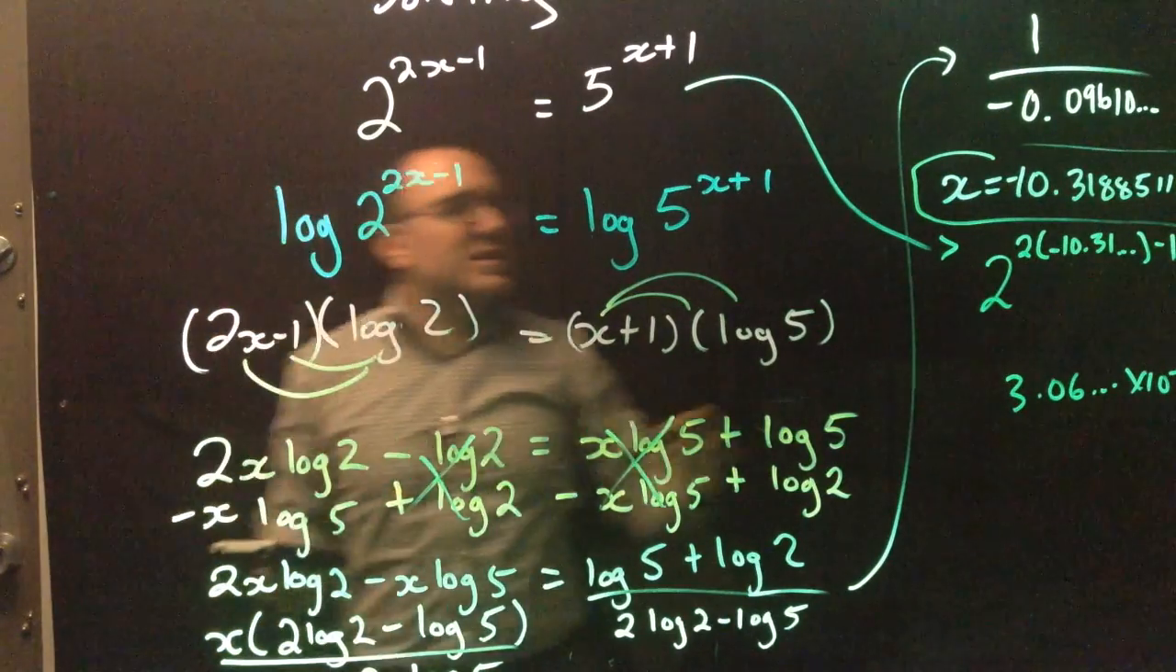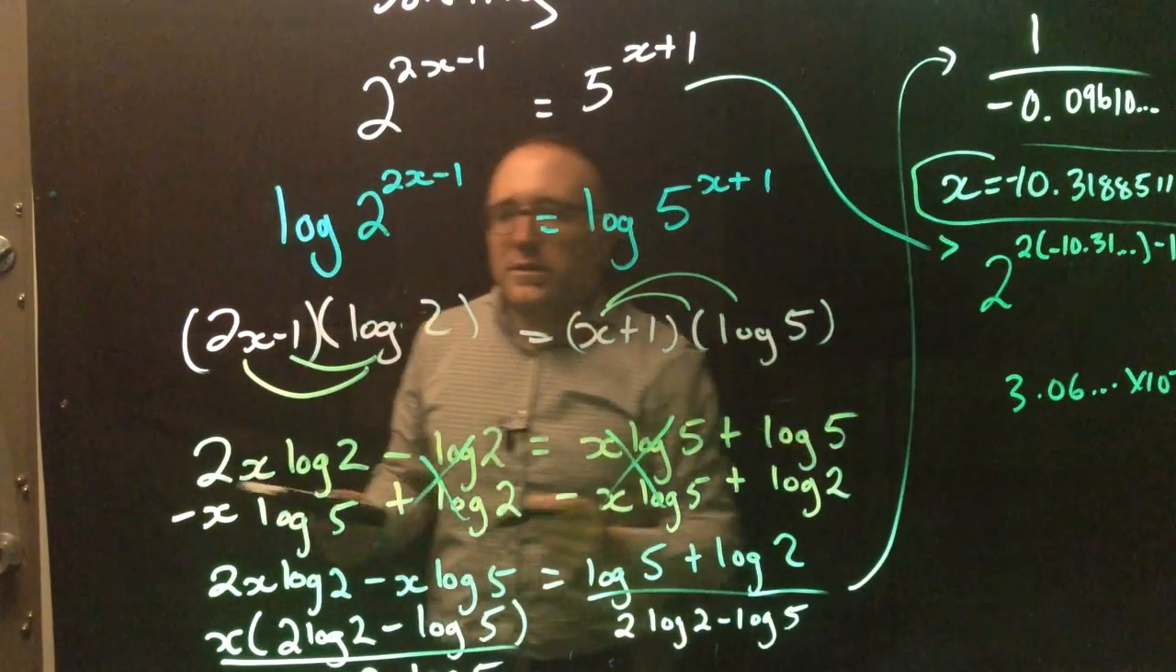If it's set to 3 decimal places, of course, it'll be negative 10.319. Hopefully that helps.